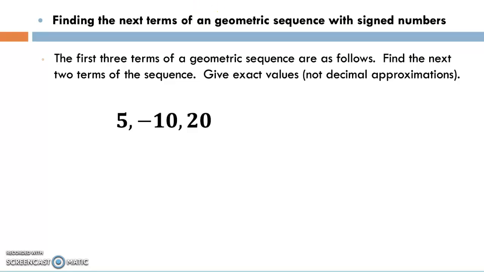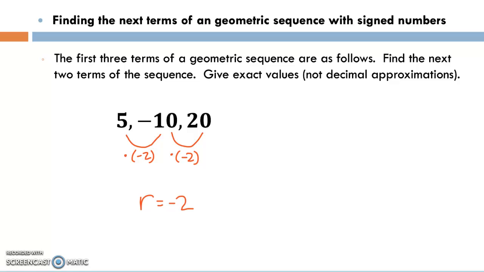I can say, well, what am I multiplying 5 by to get to negative 10? I'm multiplying by negative 2. I multiply again by negative 2 to get to 20. So there's my common ratio. r is equal to negative 2. I could have found it the same way I found it in the previous one, by taking negative 10, dividing by 5, and getting negative 2.